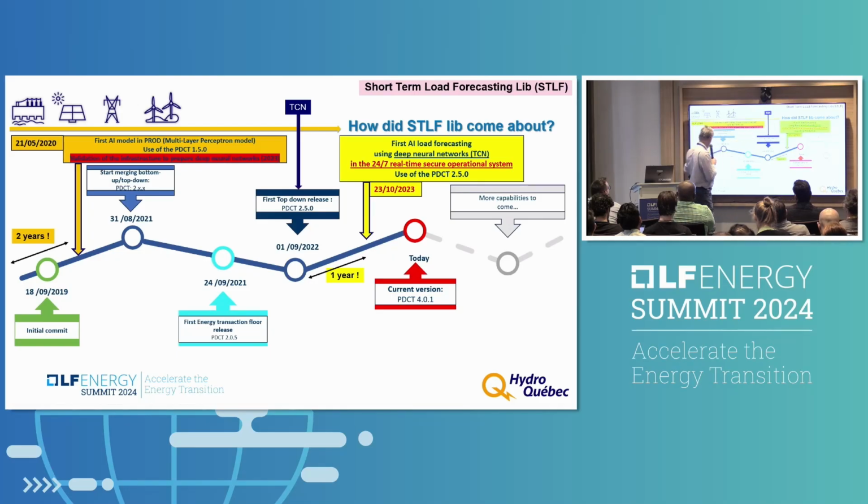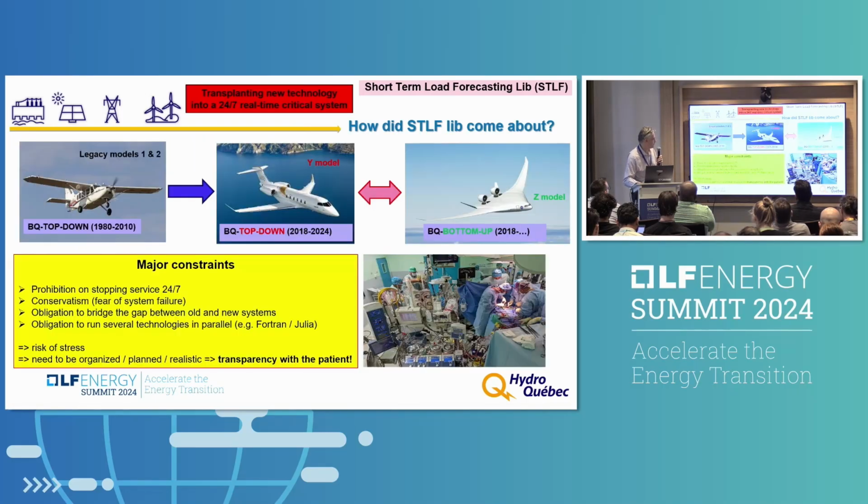And here, it took 2 years. And after, the commit here with TCN, we took 1 year to continuously upgrade the tools and to be prepared for the first launch on this date. And I will also show you results where we really propose the official forecasting with deep neural networks in Hydro-Quebec.